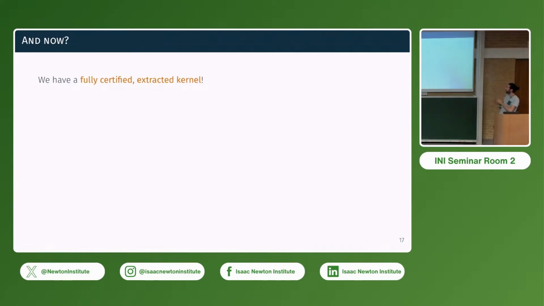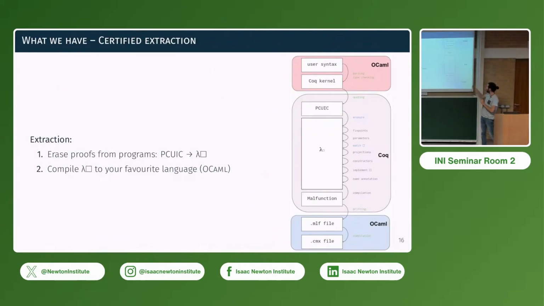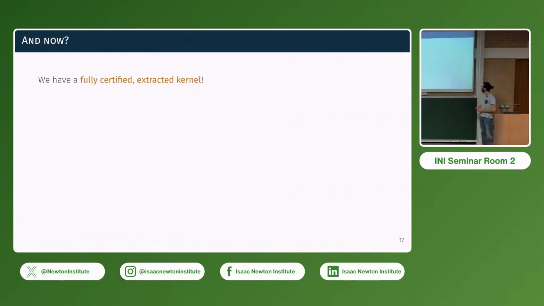Okay, so we now have this fully certified, I mean, almost fully certified because of normalization, kernel. The whole point of this was that we wanted to be able to extract our kernel, and extraction works. So we can actually run our own extracted kernel, which is quite nice, and was quite a headache. For a few weeks, they spent a lot of time understanding what was going wrong with malfunction.